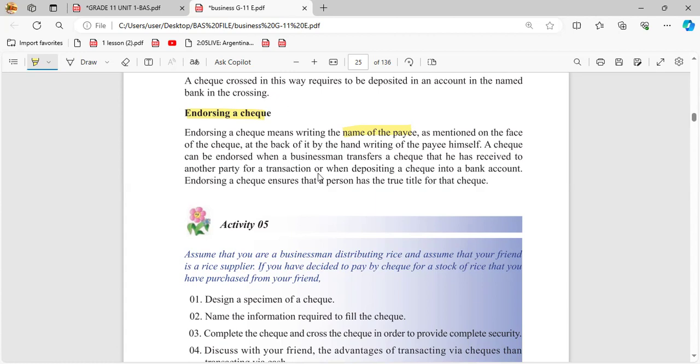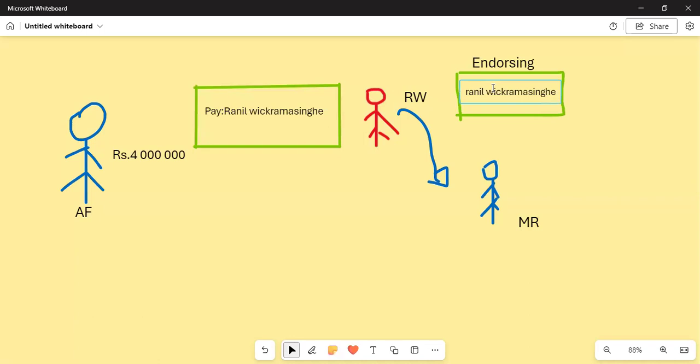If I show it to you here, writing the name of the payee, but on the reverse side of it, and give it to another person, which is Mahinda Rajapaksa. Should you all understand this? Put it in the chat box. Did you all understand this 100% clearly?